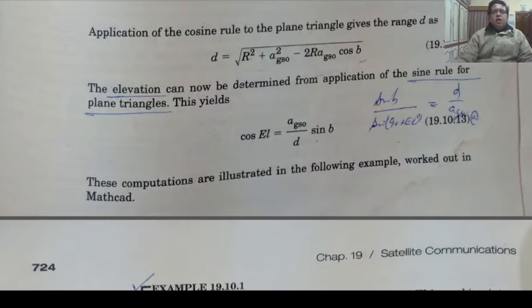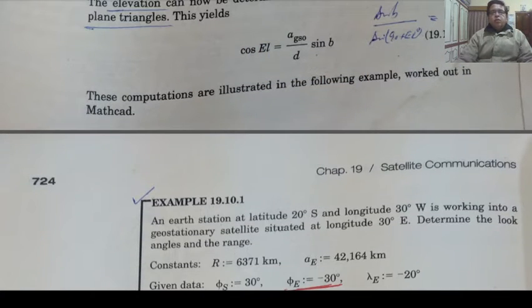The elevation can now be determined from applications of the sine rule for plane triangles. We know from the sine rule, sin b upon sin(90 + EL) equals d upon AGSO. From here you can easily calculate cos EL equal to AGSO upon d times sin B. These computations are illustrated in the following worked examples.